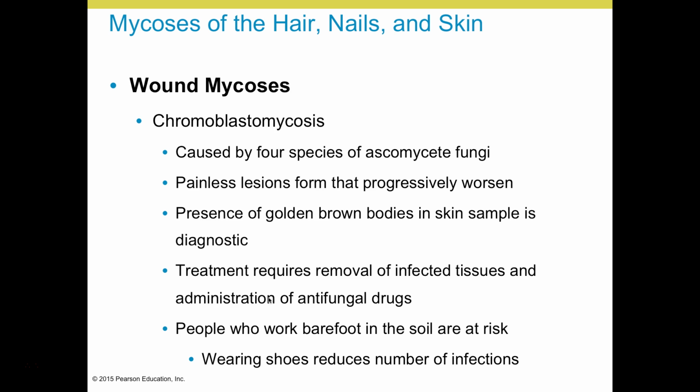Chromoblastomycosis is caused by 4 different species of ascomycetes. Okay, and remember what the ascomycetes are in humans? They become golden brown, so they call them golden brown bodies in the skin. That's how you see the diagnosis. You have to remove the infected tissue and then give antifungal drugs to the patient.